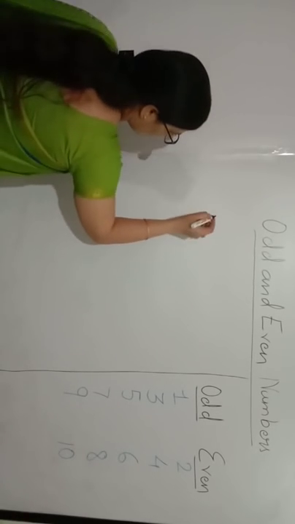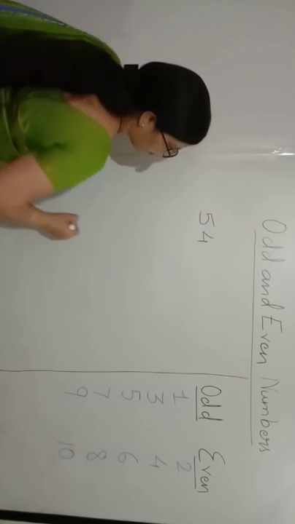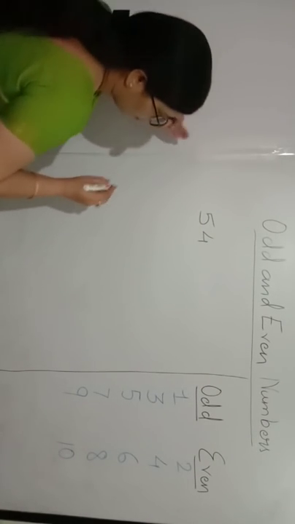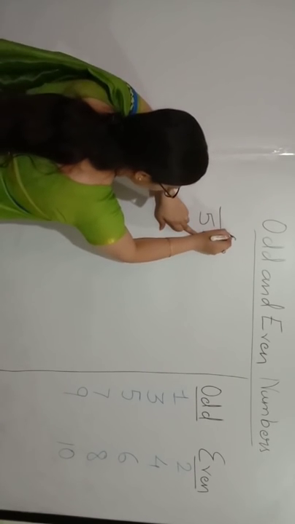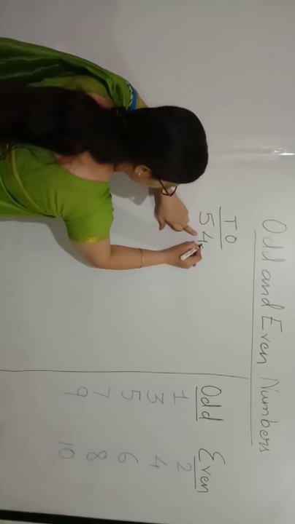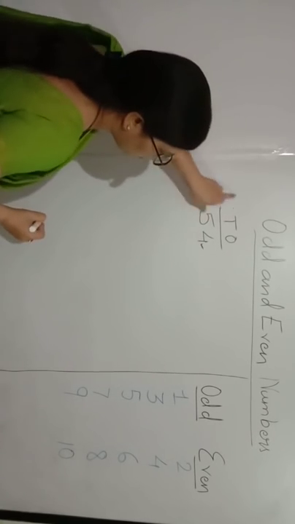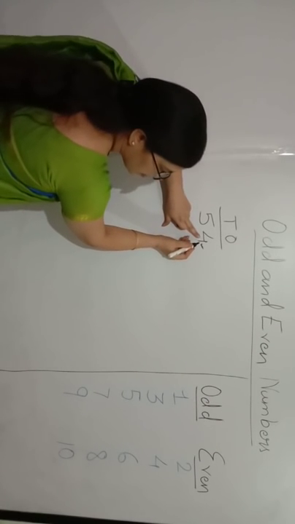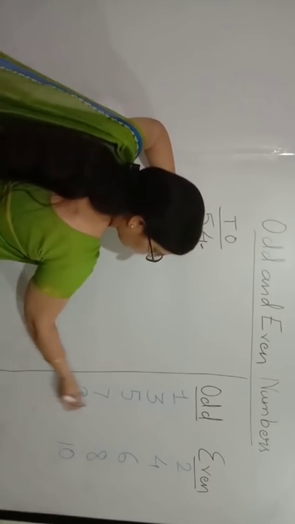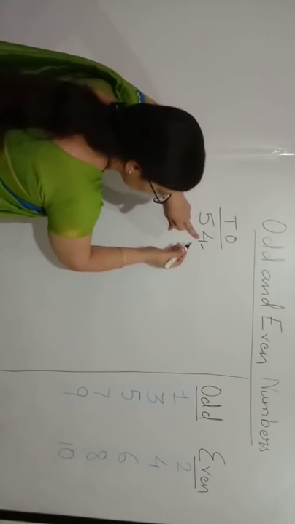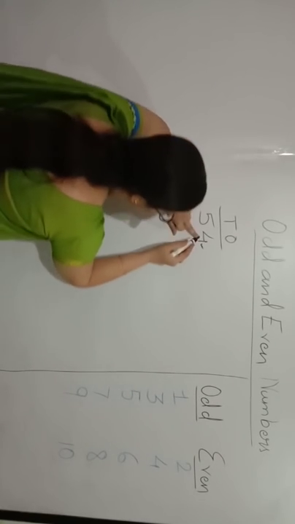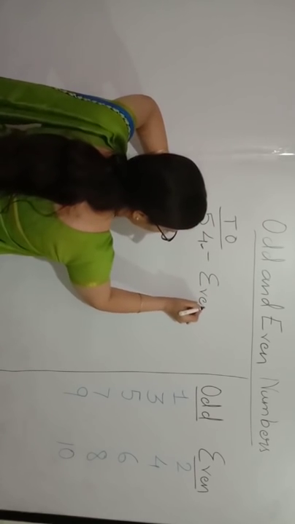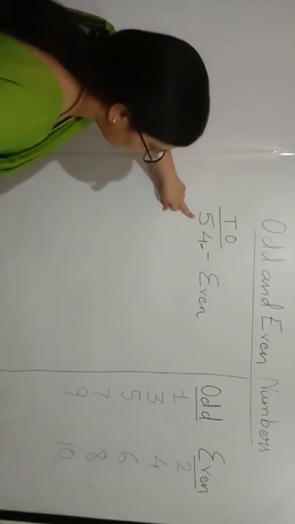For example, here the number is 54. If the number is 54, we have to see the ones place to find out whether the number is odd or even. Now what is at the ones place? It is 4. Now you know from 1 to 10 which numbers are even and which are odd. So 4 is an even number, that means this whole number 54 is an even number.